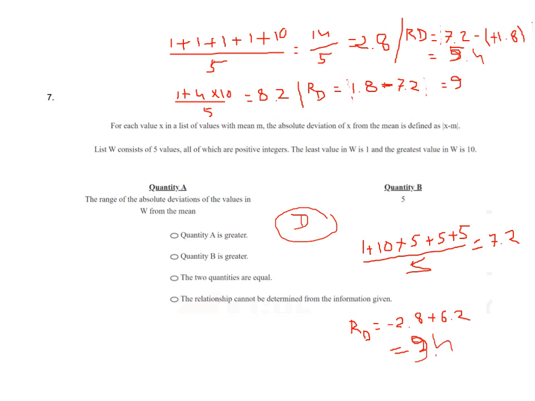You can do the same process for another list and you will get the range as 3.4. However, just look at quantity B. In some cases, quantity A is less than quantity B, and in some cases, quantity A is greater than quantity B. So the answer will be option D. The relationship cannot be determined from the information given.